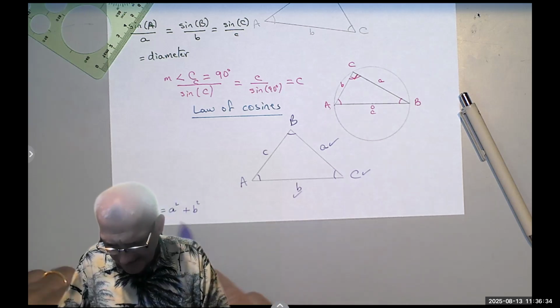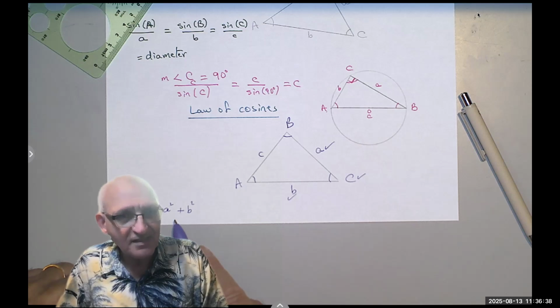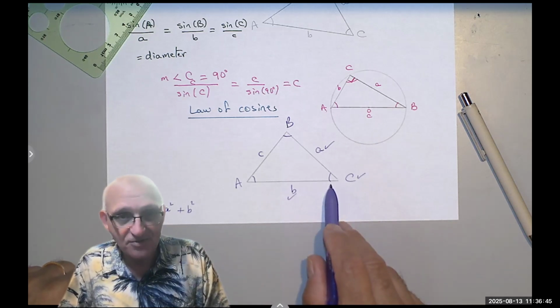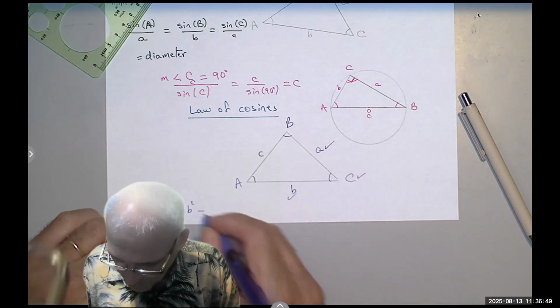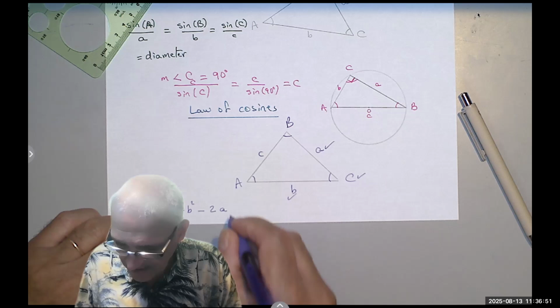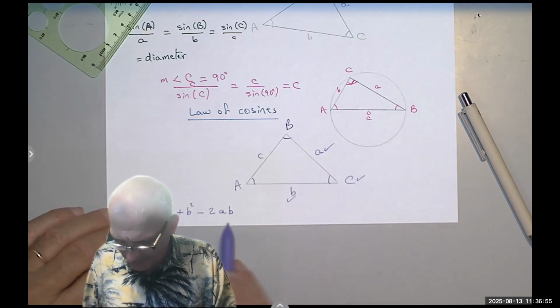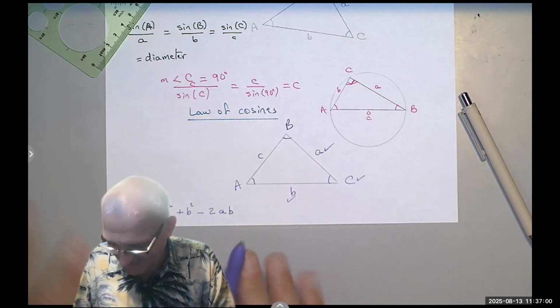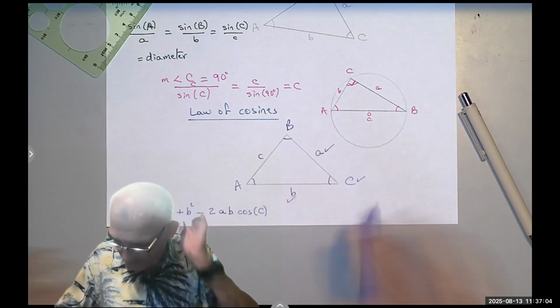And you say, wait a second, I've seen this before. This is the Pythagorean theorem, right? Yeah, if and only if this angle is 90 degrees. But if it's not 90 degrees, I subtract twice A times B. You say, wait a second, that looks like A minus B square. Yeah, but I'm not done yet. Times cosine of the angle C.